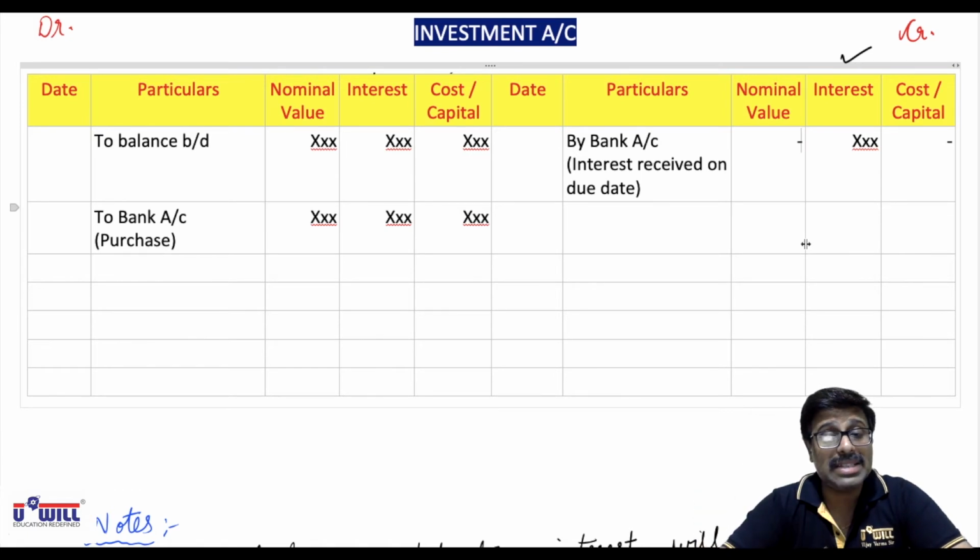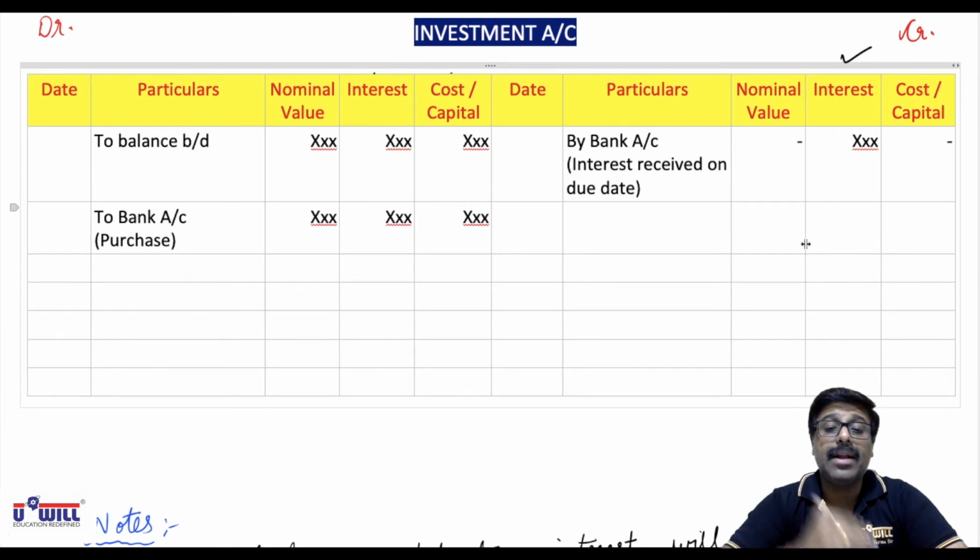Now, one last transaction remaining, sale of investments. When we sell the investment, what entry is to be passed? Now, when we sell the investments, we receive the money. So bank is the receiver, debit the receiver, bank account debit, investment goes out, credit what goes out to investment account.